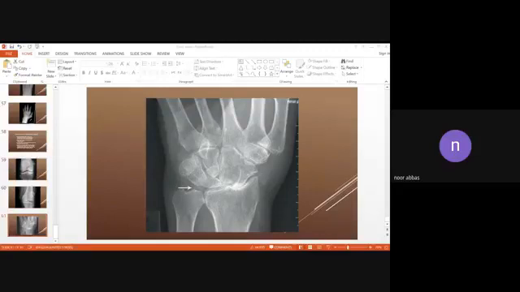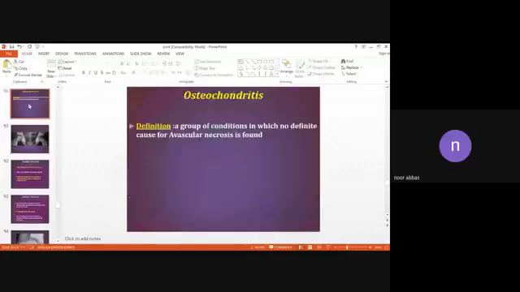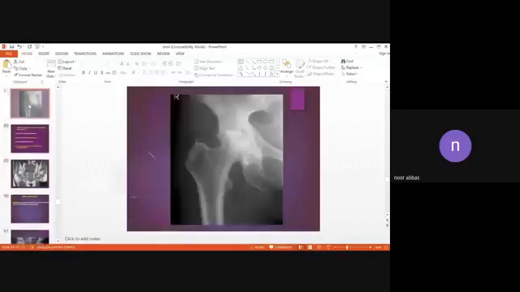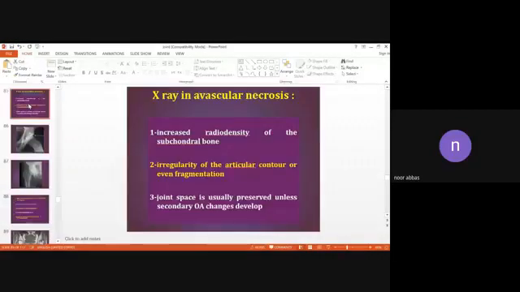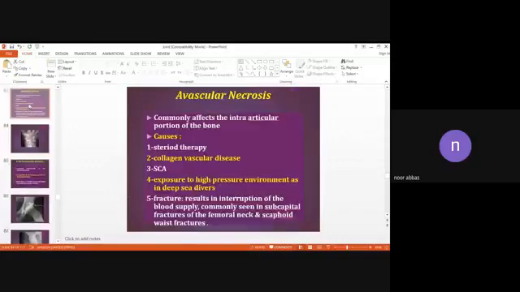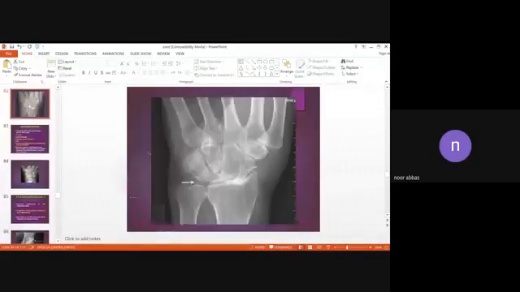We move on now to a few entities that will mimic arthritis, not exactly arthritis, but they mimic arthritis by being pathology around the joint, which is avascular necrosis.